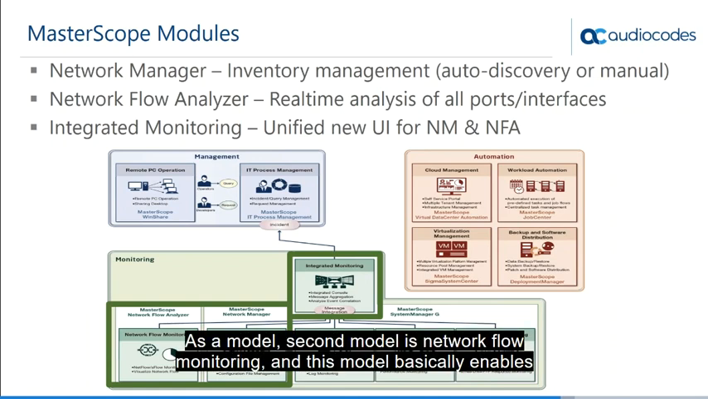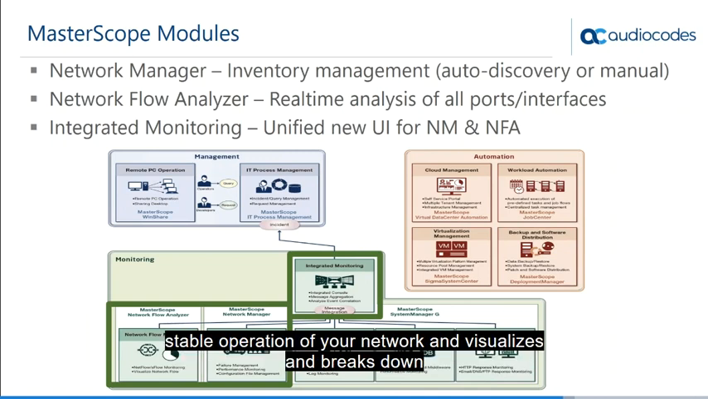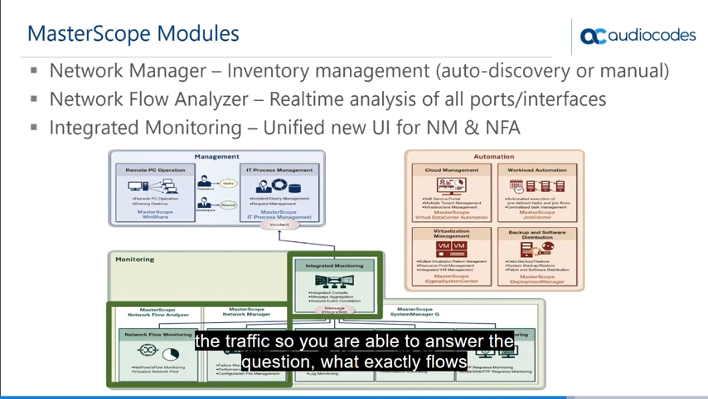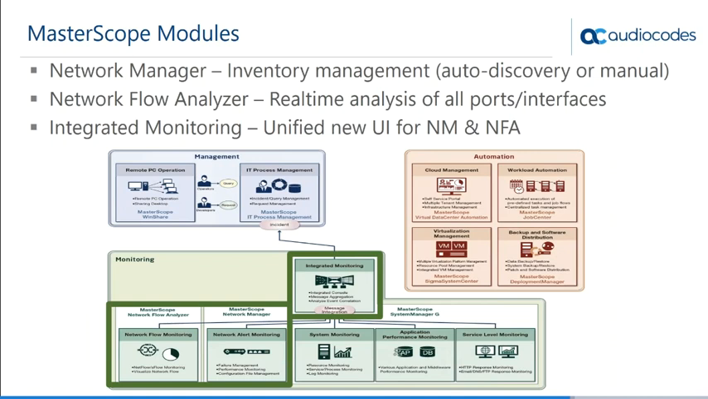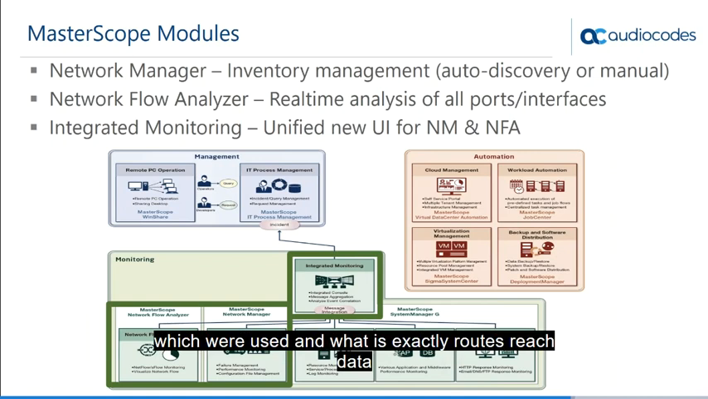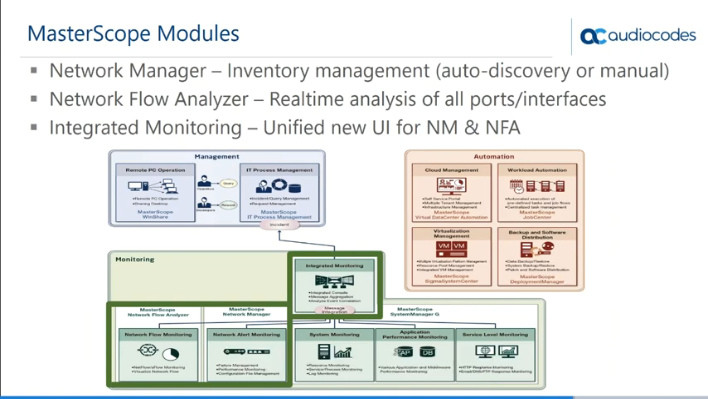Another module, the second module, is network flow monitoring, and this module basically enables stable operation of your network and visualizes and breaks down the traffic, so you are able to answer the question: what are exactly the flows which were used, and what are exactly the routes by which data is being transferred in your network.